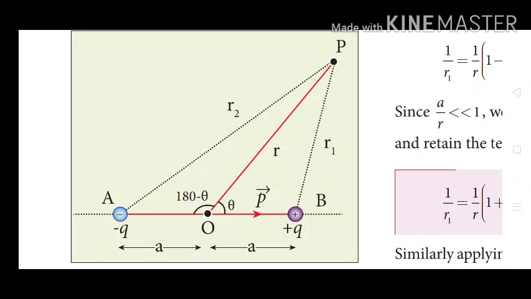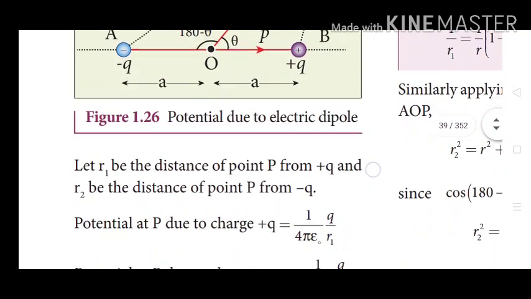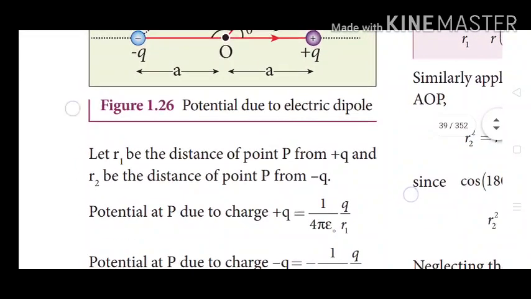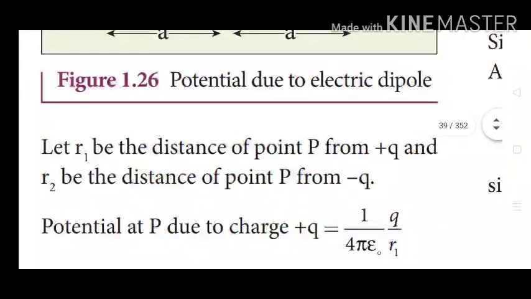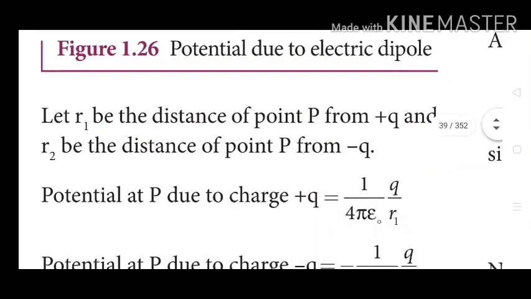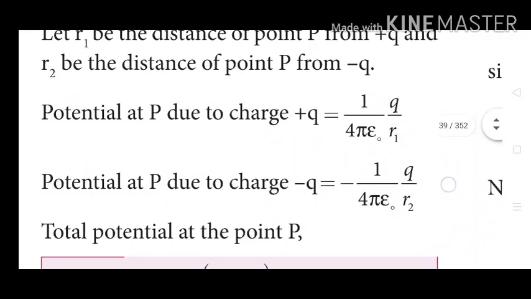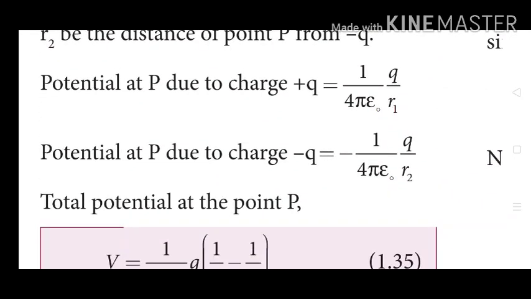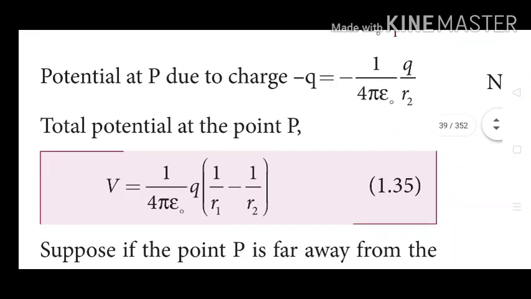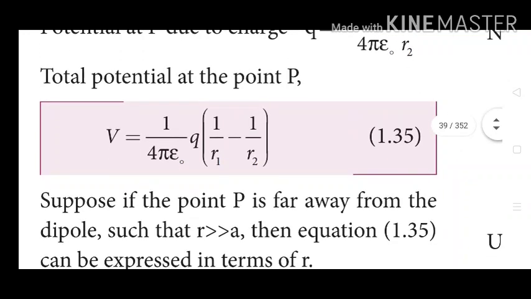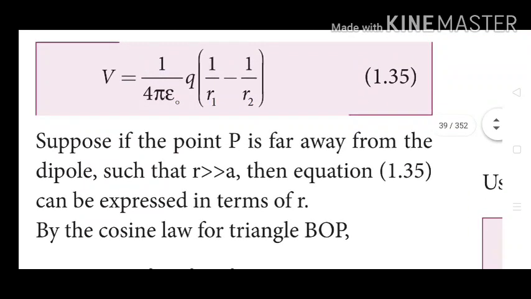These two charges are separated from the point P by respective distances. Let R1 be the distance of point P from plus Q and R2 be the distance of point P from minus Q. Potential at P due to charge plus Q is equal to 1 by 4 pi epsilon naught Q by R1, same as that of minus Q: minus of 1 by 4 pi epsilon naught Q by R2. The total potential at the point P, V, is equal to 1 by 4 pi epsilon naught Q times (1 by R1 minus 1 by R2).